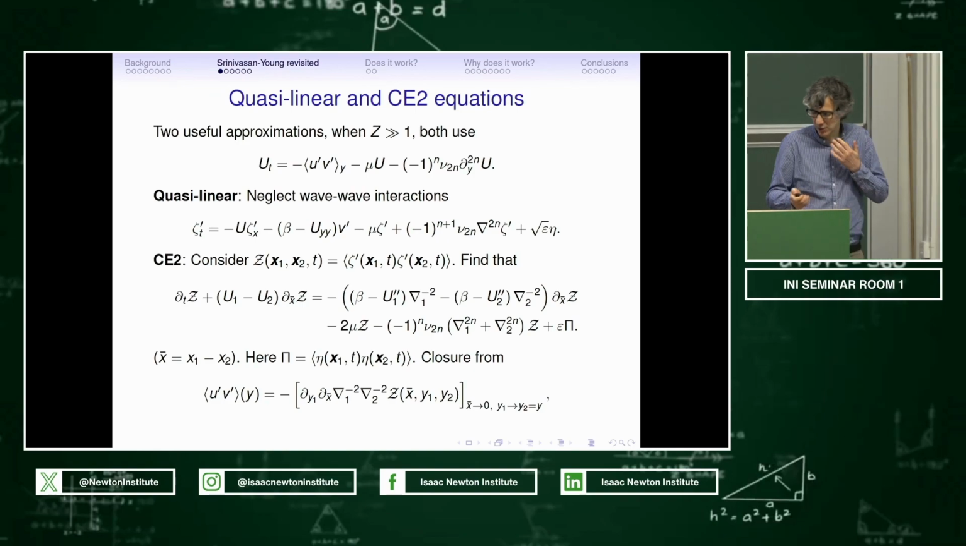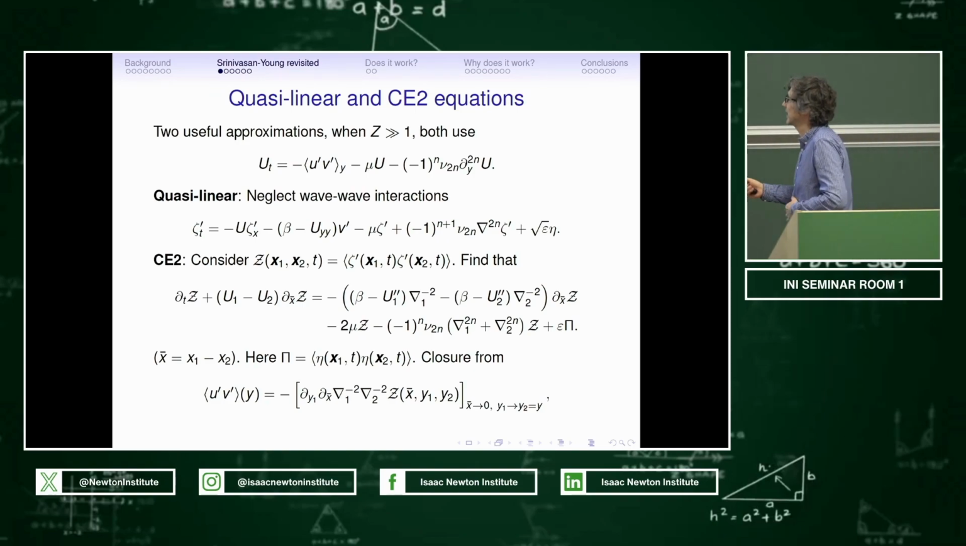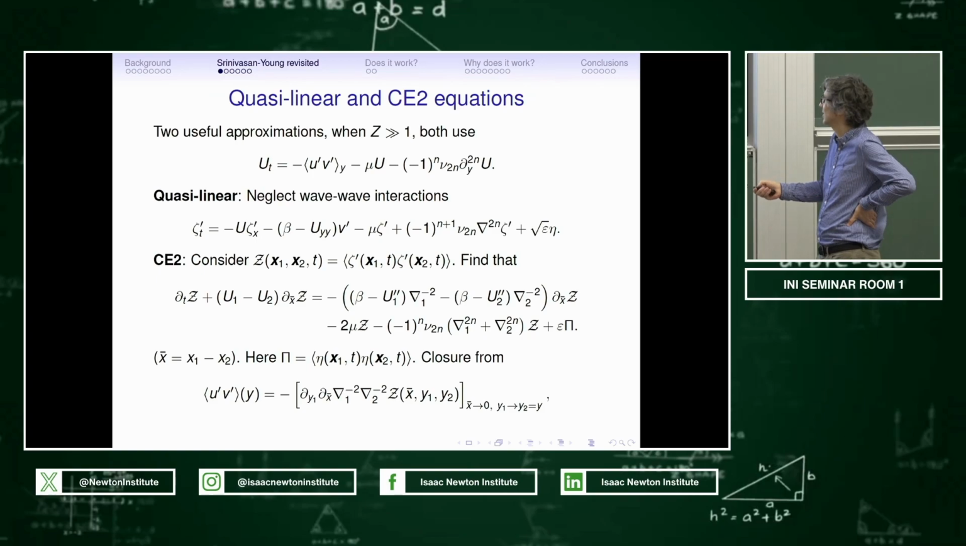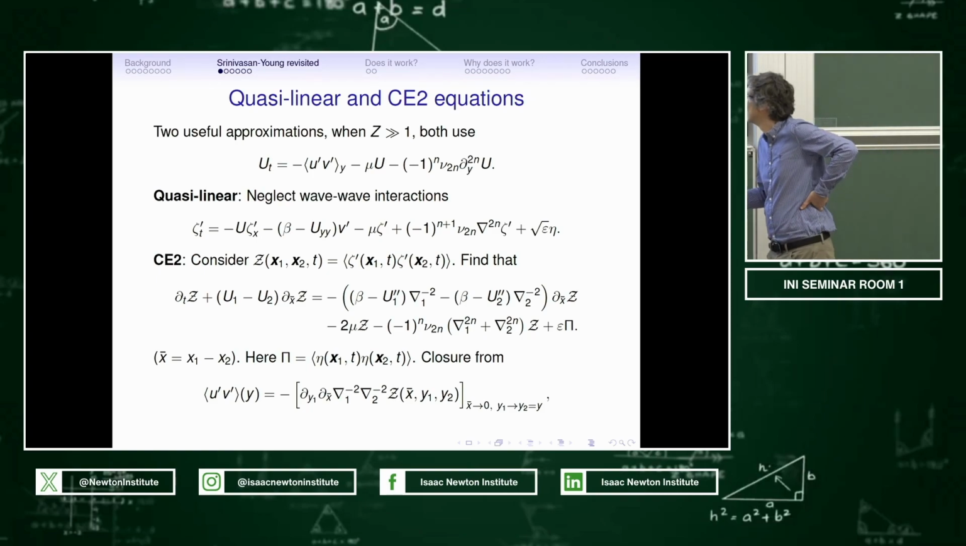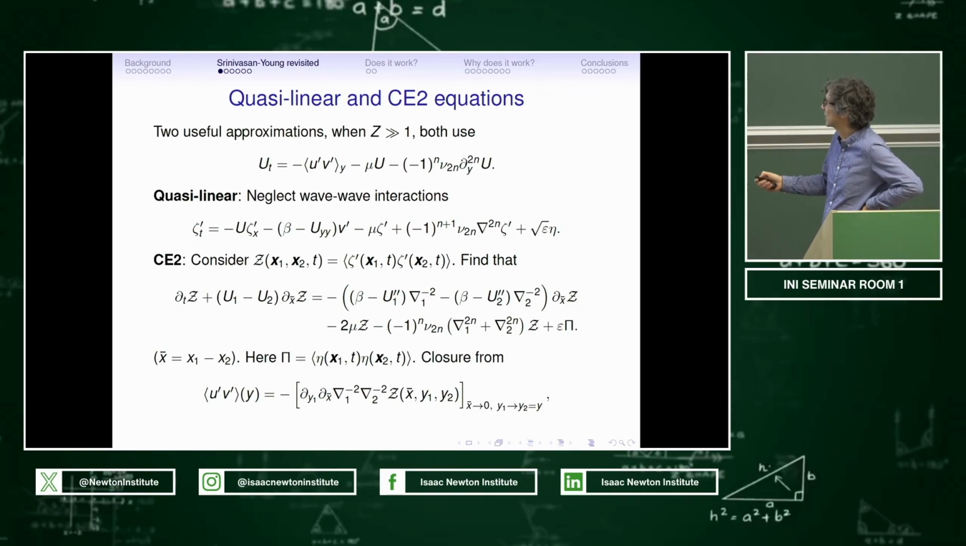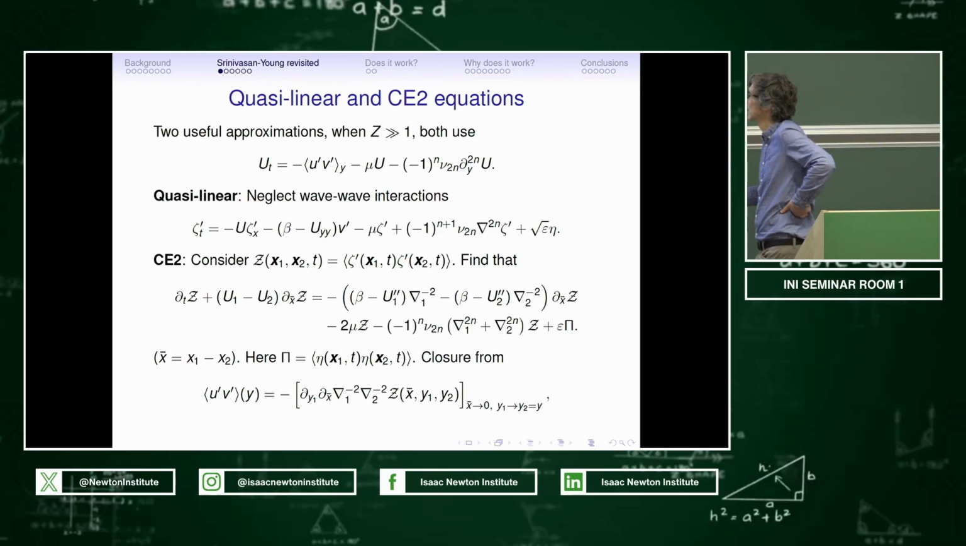This turns out to be an equation that you can make a little analytical progress with, despite its forbidding appearance on this slide. And the point is, if you know Z, you can get the momentum flux from this formula. Pi here is the correlation function for the stochastic forcing that we're putting into the model in the first place.